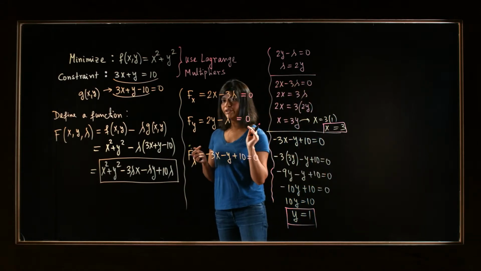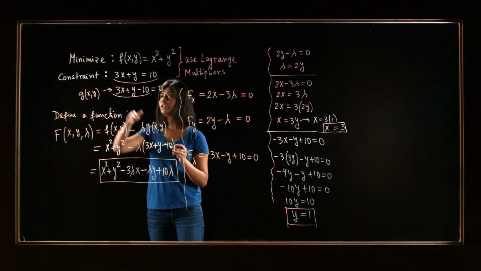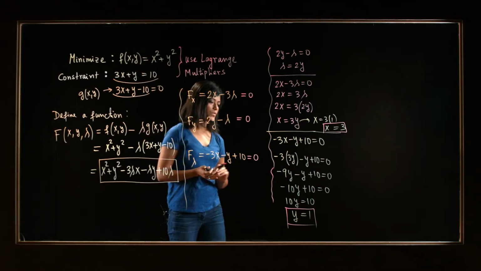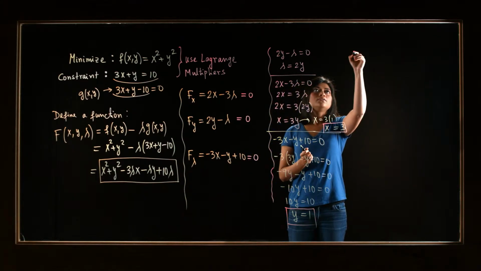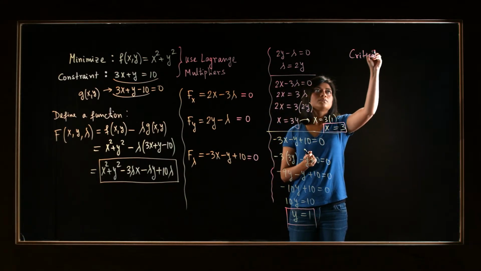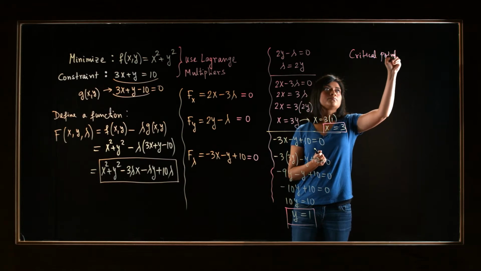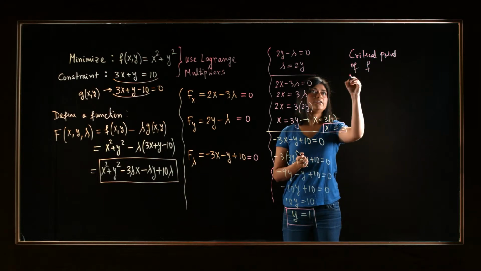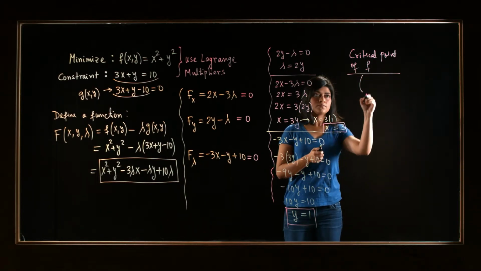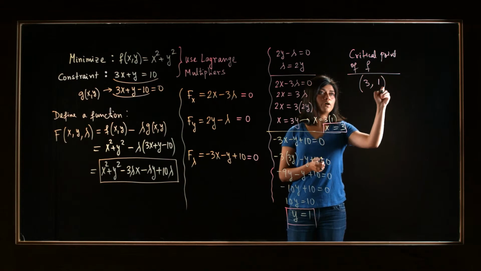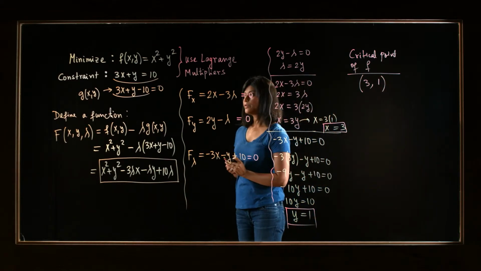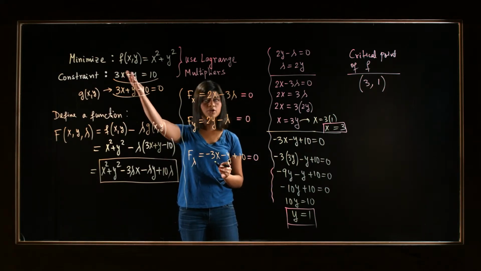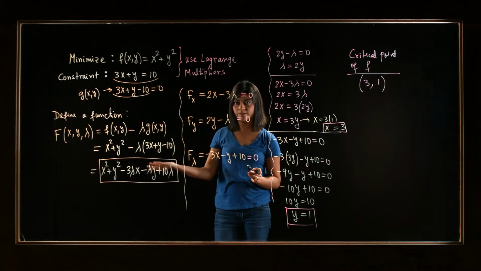Now notice that we don't really need to calculate lambda because we only want to minimize our function f, which is in the variables x and y only. So the critical point of the function small f is (3, 1). So we got our critical point. Now we only have one critical point, right? And we have to minimize the function. So that point will give us a minimum of the function.